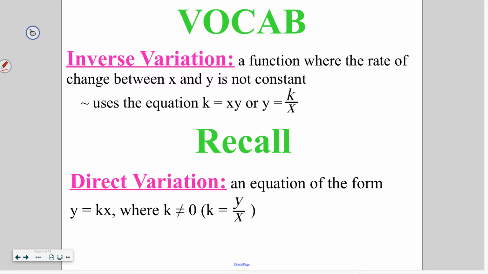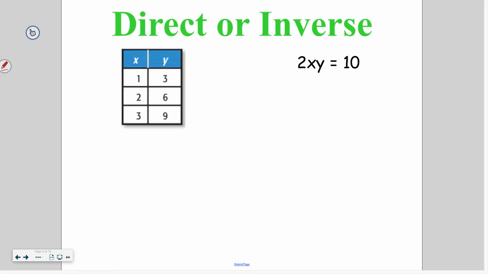Down here, recall with our direct variation, we started with y is equal to k times x. So the k was already being multiplied with the x value. Up top here with inverse, k is being divided by x. So in terms of how we determine this, there's a couple different scenarios you'll be presented with, either a table or an equation. We're going to start with the table.